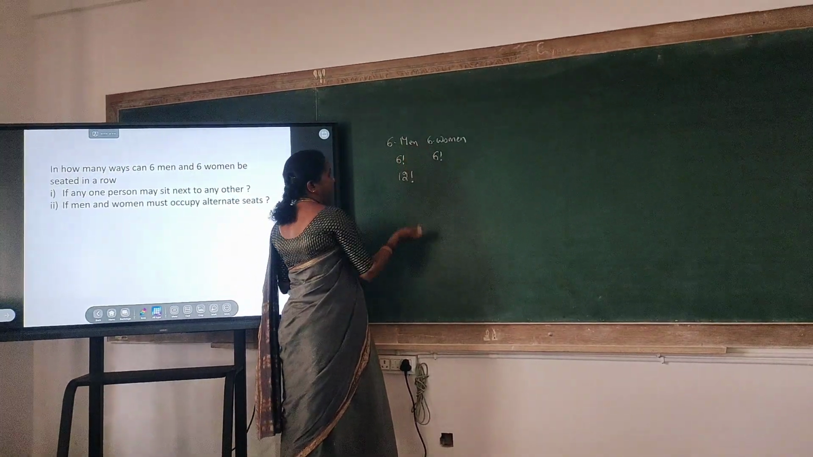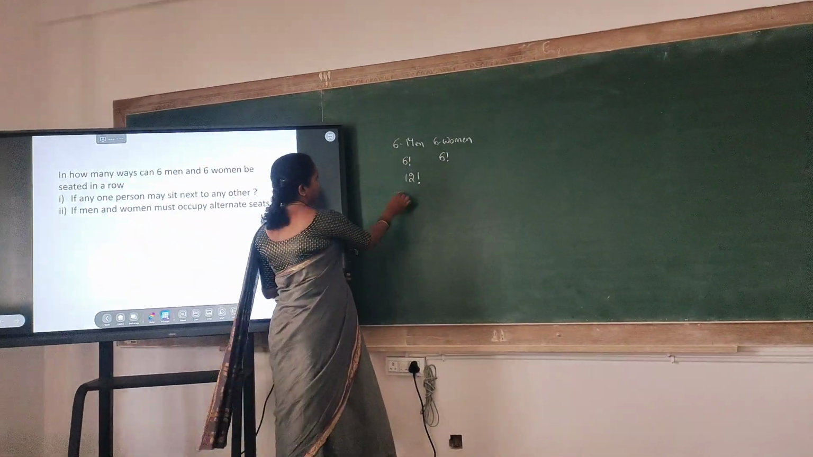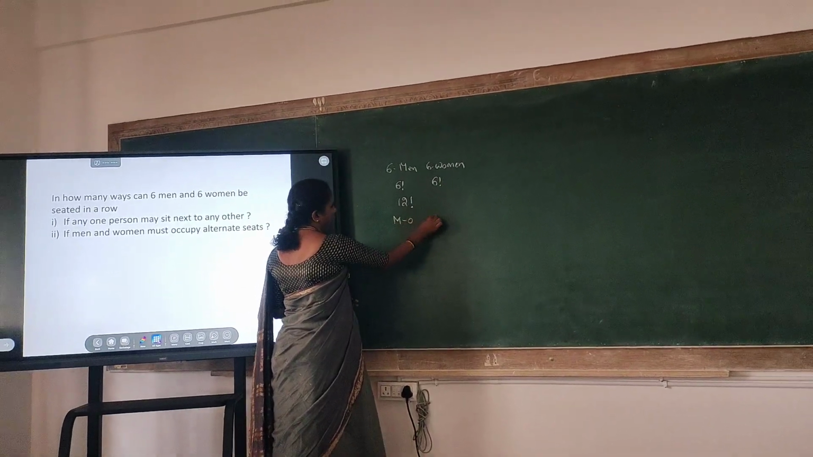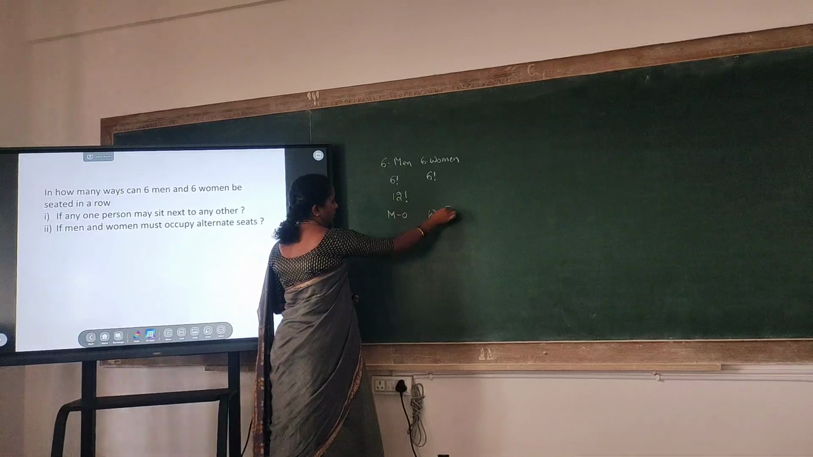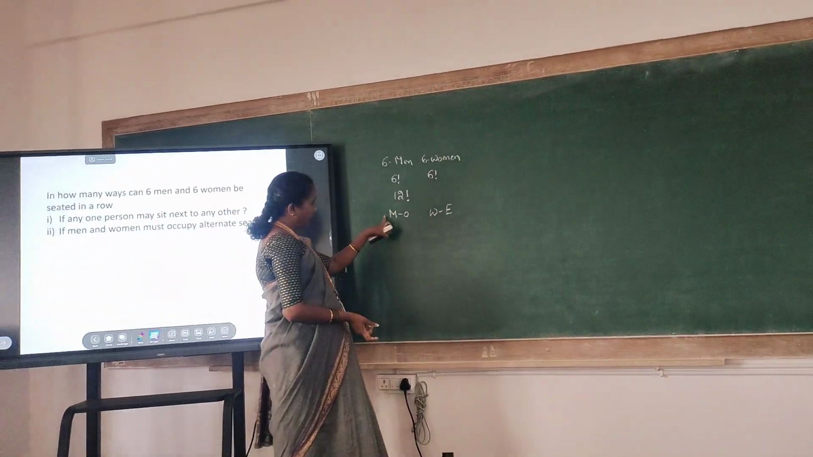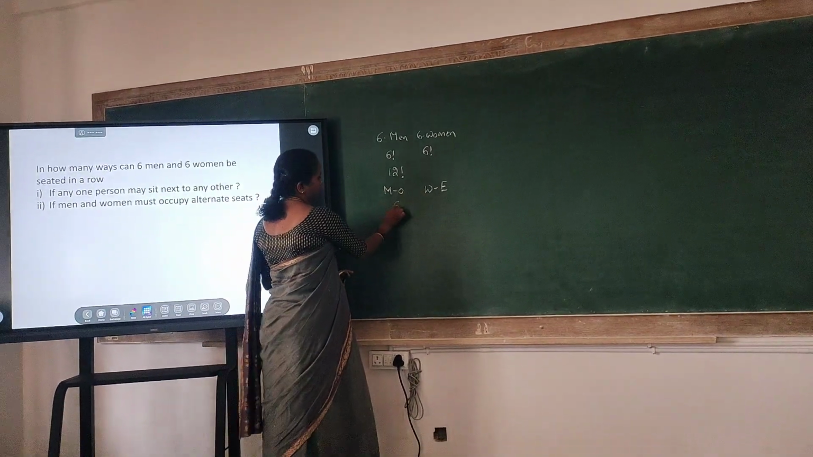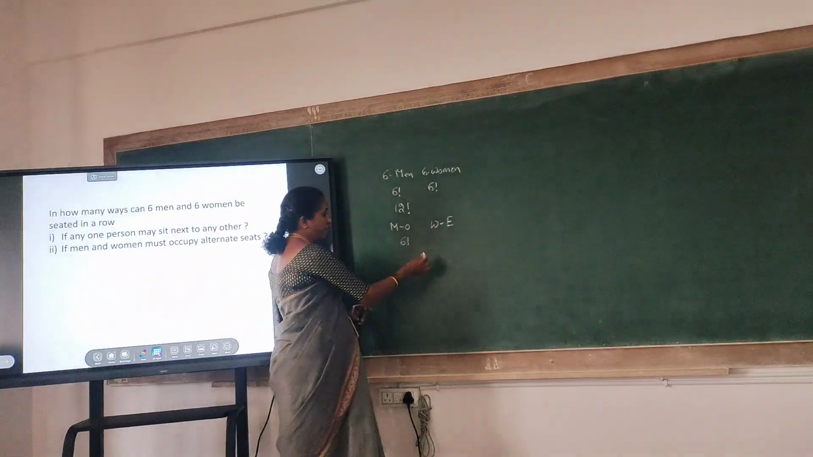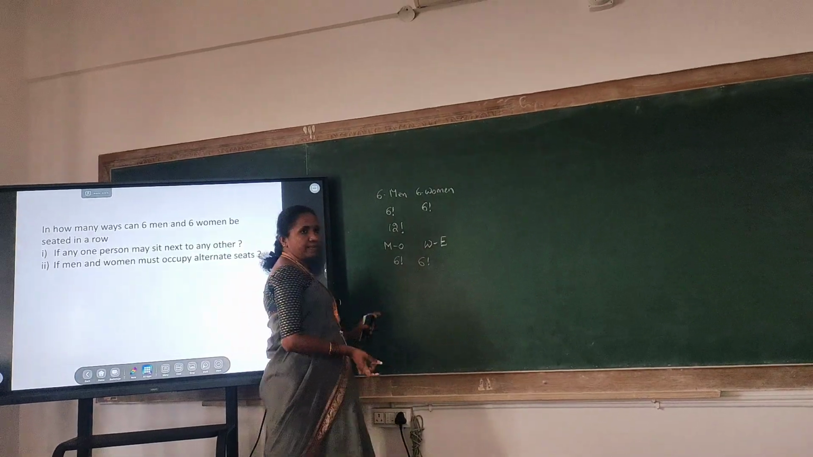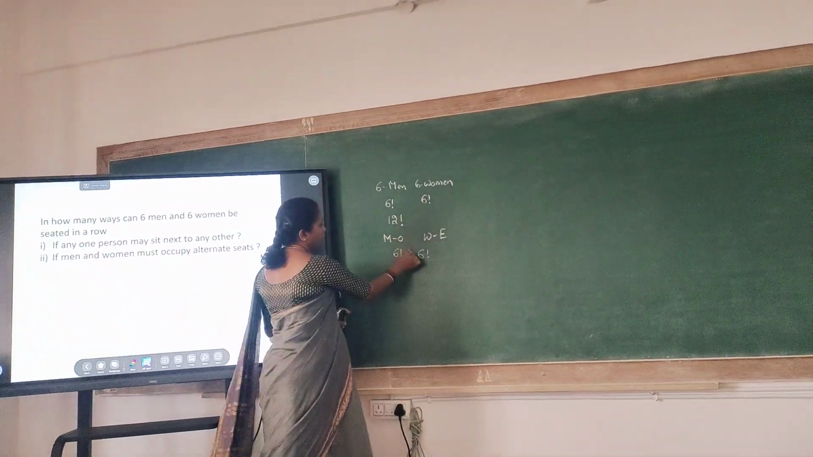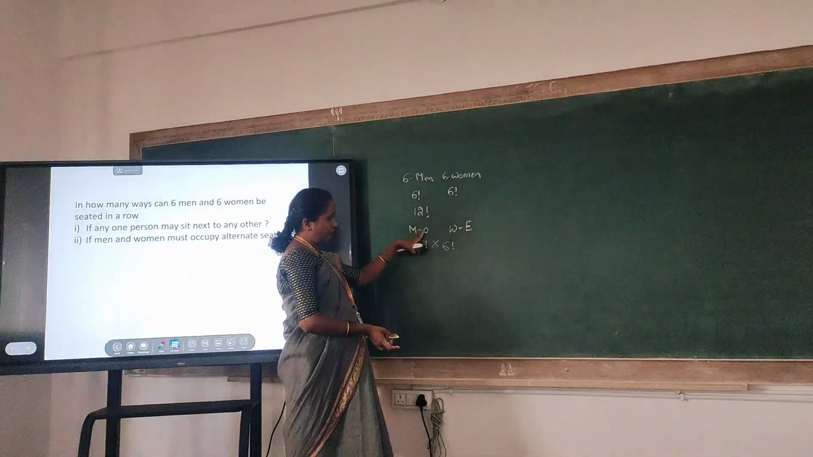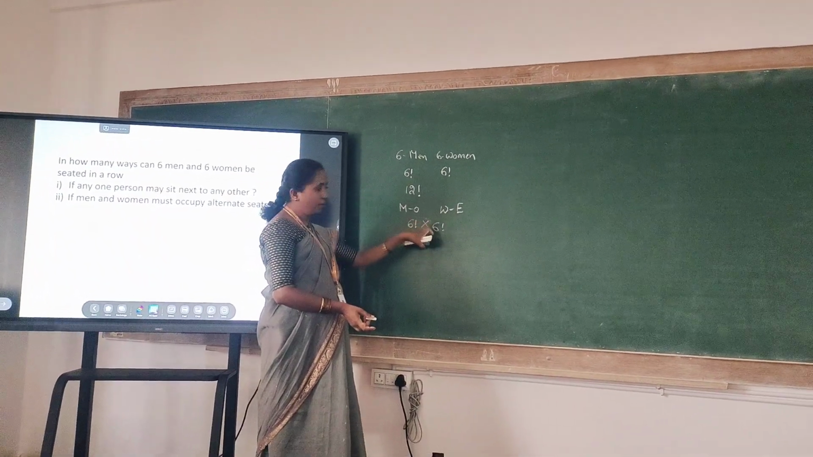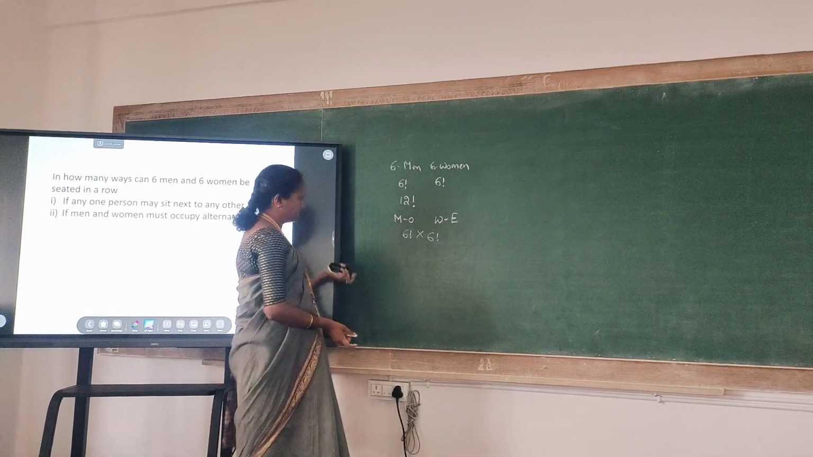Now the second condition is that men and women must occupy alternate places. So the men and women can occupy the alternate places in 2 ways. The first way is men can occupy odd places and women can occupy the even places. Men can occupy the odd places in 6 factorial ways and women can occupy the even places in 6 factorial ways. Hence by multiplication rule, the men can occupy odd places and the women can occupy the even places in 6 factorial into 6 factorial number of ways.